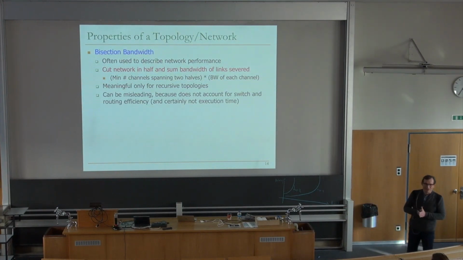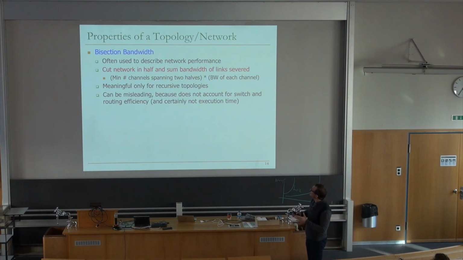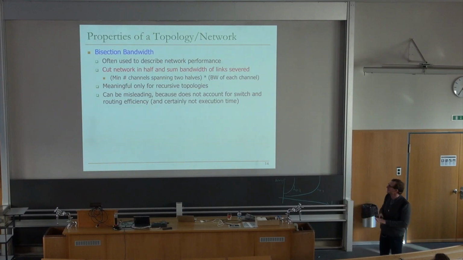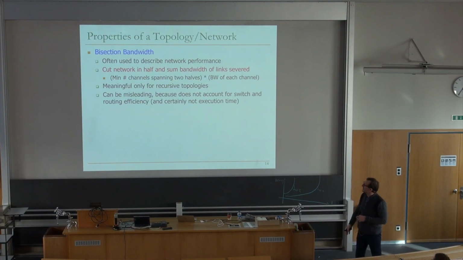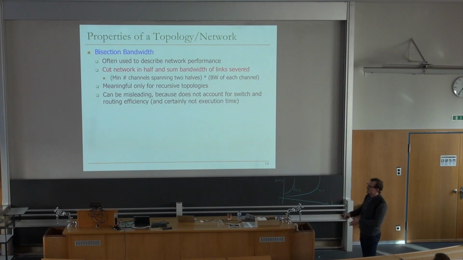It's called bisection bandwidth. I don't like it that much for the reasons that I'm going to tell you. This is often used to describe network performance, but this is old times. New times, we're more application oriented. Essentially, you can compute what's called the bisection bandwidth of a network by cutting the network in half and summing the bandwidth of the links that you actually cut or sever. You can think of that as a minimum number of channels spanning the two halves of the network times the bandwidth of each channel.